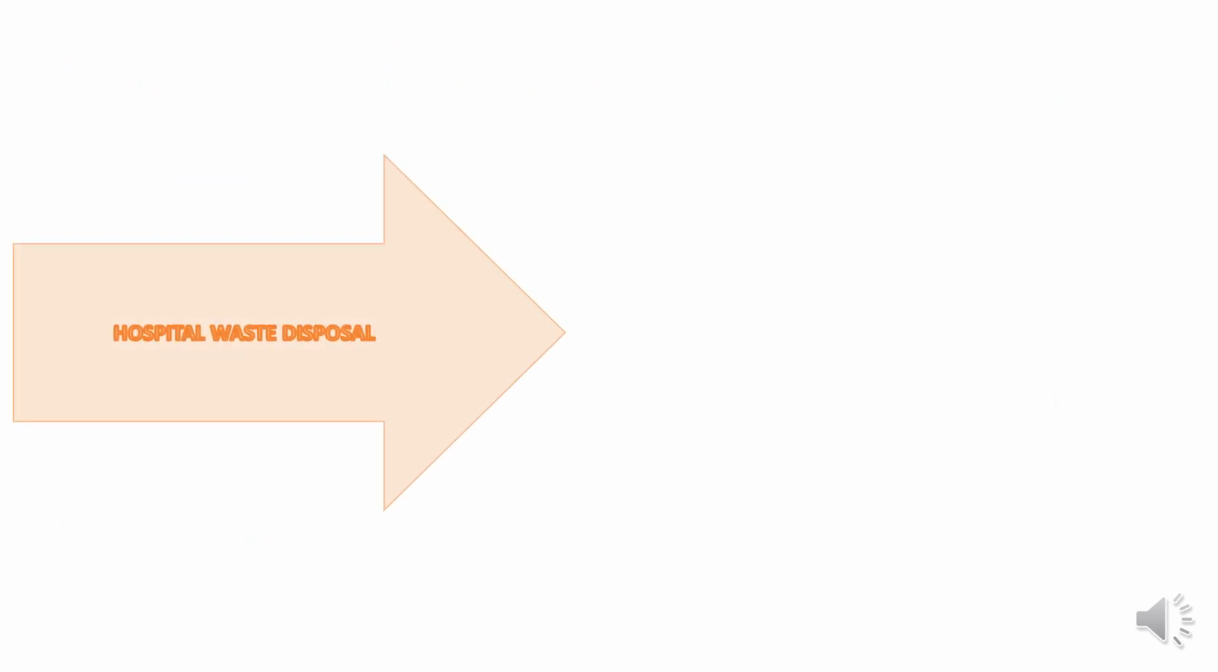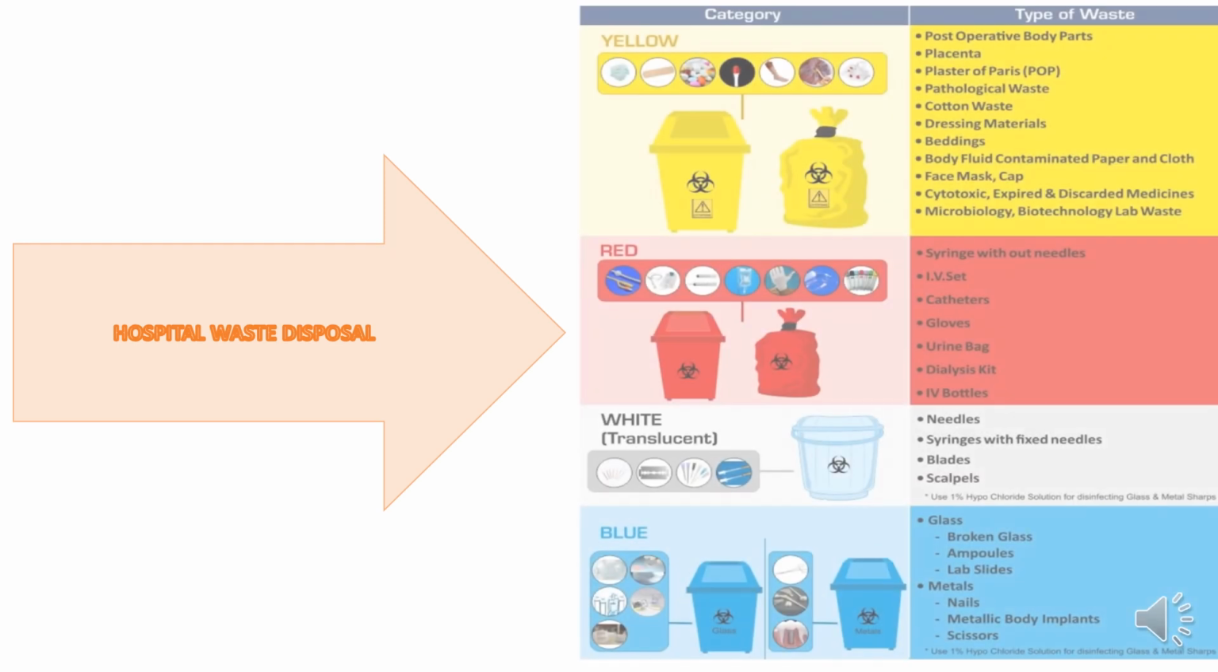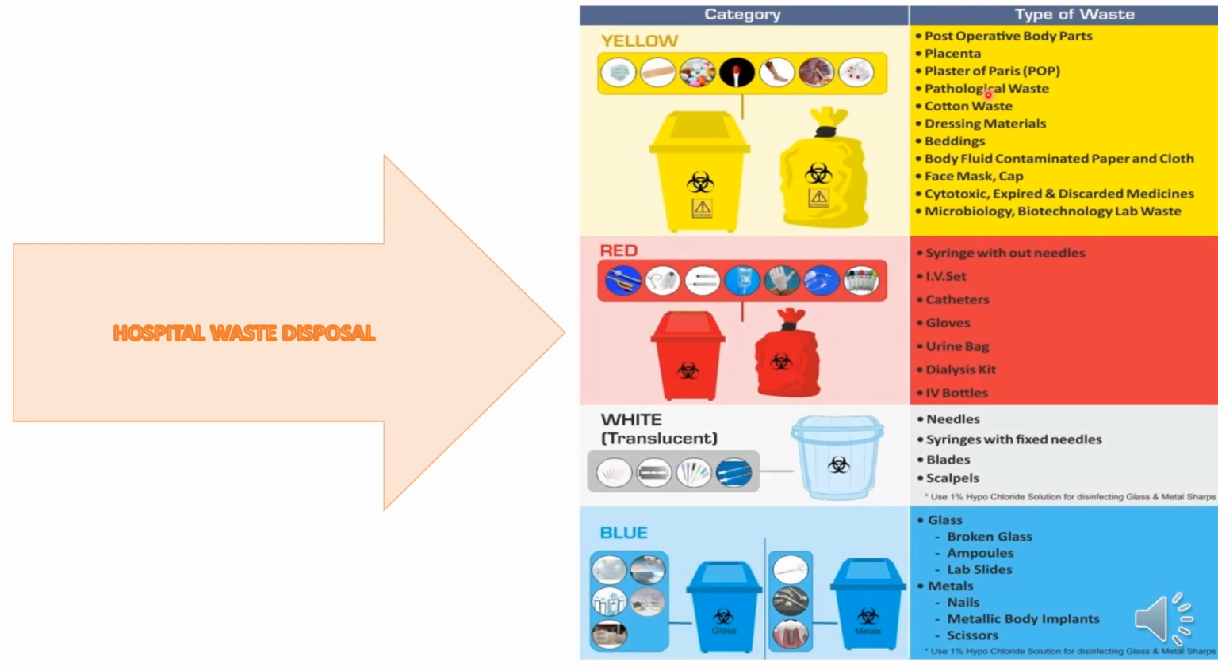So how is the hospital waste disposal done in different color coded bags? Let us see. Now these are the four color coded bags. As you can see, this is the dustbin: yellow color, red, white and blue. Now each dustbin has a symbol. This symbol is a biohazard.